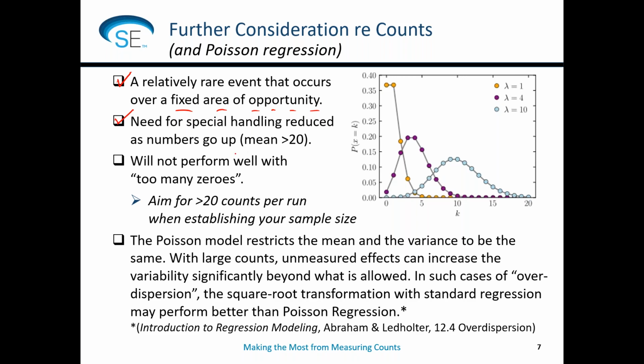The need for the special handling will be reduced as the number goes up. And you can see from the series of curves here that I took out of Wikipedia, how as the count goes up, the distribution becomes normal. And what I saw as kind of a general rule is that if the mean count is greater than 20, you might get by with a normal approximation.